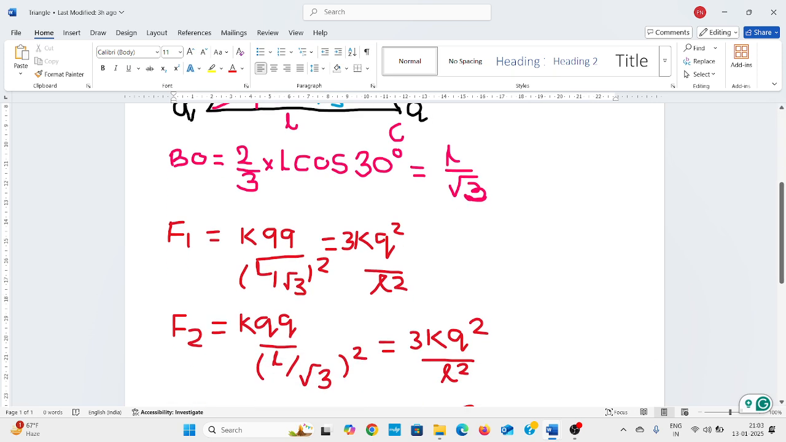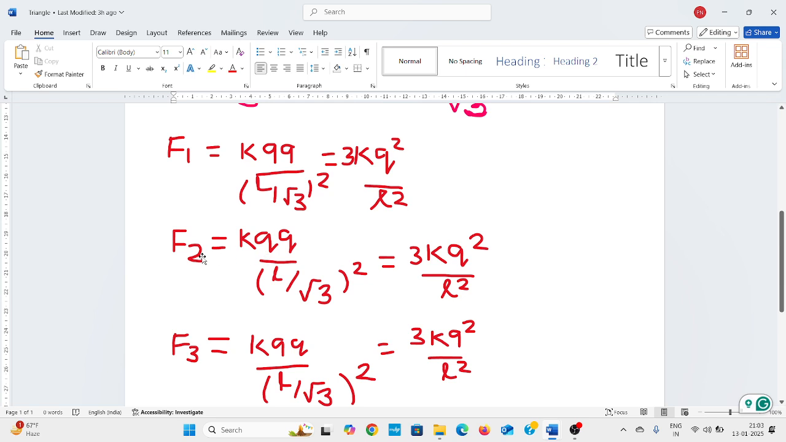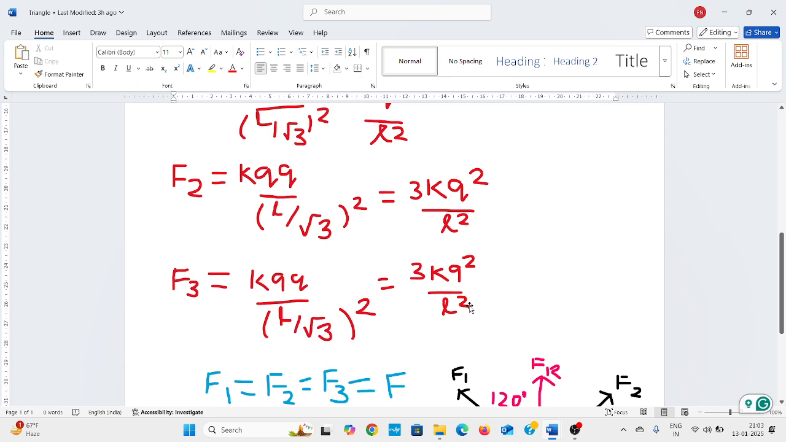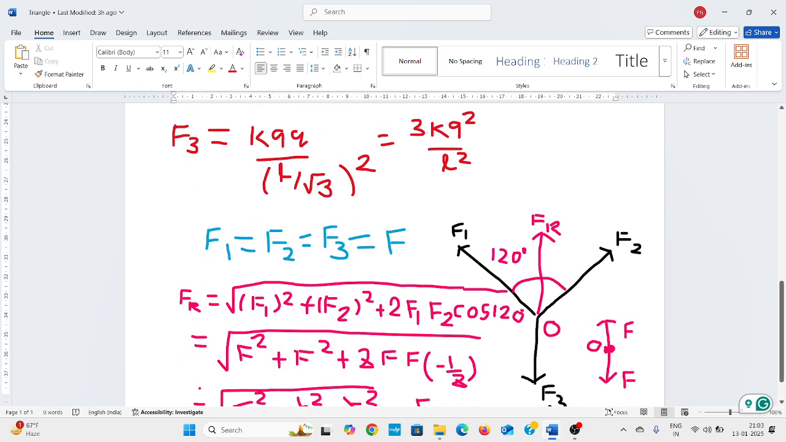F1 will be K into Q1 into Q2. Both charges are the same, so this will be Q into Q, and the distance between them is L by root 3, so the force will be 3kq square by L square. F2 is also the same and F3 is also the same. Then F1, F2 and F3 will be the same, so we will take F.